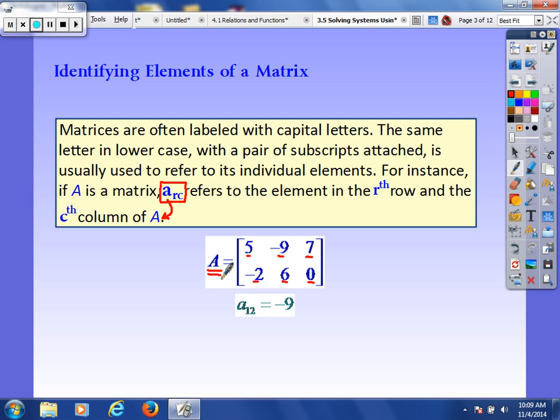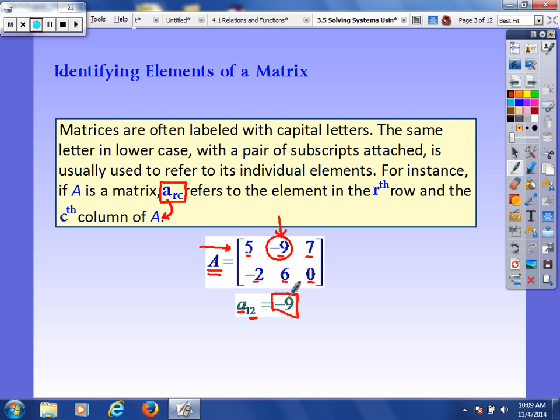So for the big matrix A, I want to know what value, what element, what entry is found in a certain location. The location is going to be RC. You can remember it with the word arc, but it always goes row then column. So if you look at the example here, A sub 12, we're looking for row 1, column 2. What value are we calling upon? Negative 9. Negative 9 is the entry for that location.